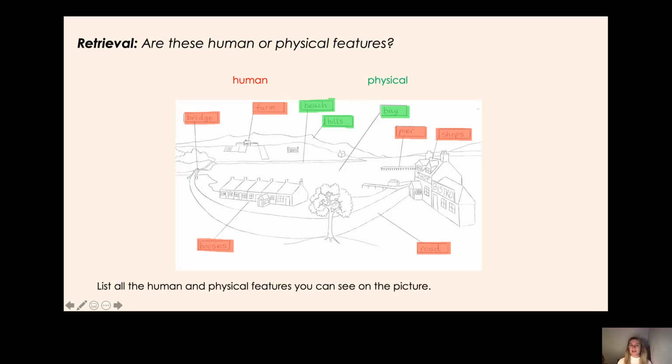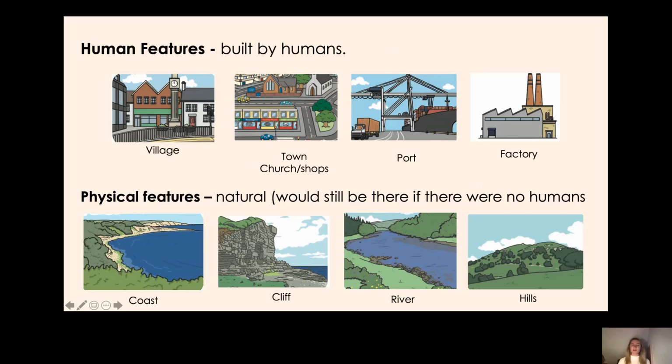Let's just recap human and physical features and then we will move on. So as I said, human features are built by humans. The clue is in the name. Human features are built by humans. So they wouldn't be there unless a human built them. So we've got a village, we've got a town which has a church and shops in, we've got a port and we've got a factory. So all of those would not have been around unless a human had built them.